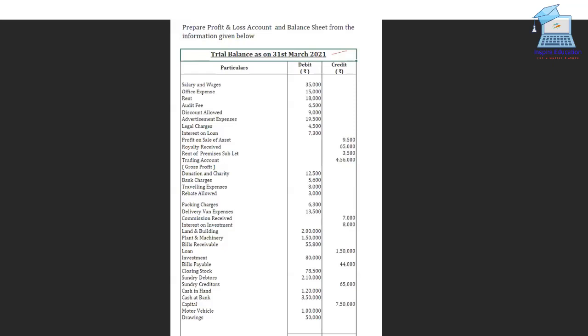And if you can recall, then you will see that this is the question which we have completed a few minutes back. Up to this much, no? So new items we have added: land and building, machinery, bills receivable, loan, investment, bills payable, all these things are there. So this is the balance sheet. This is the profit and loss account.